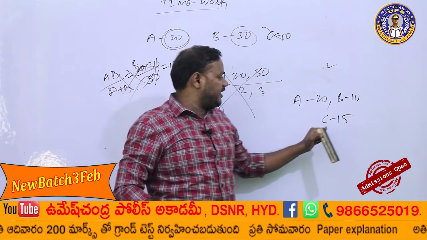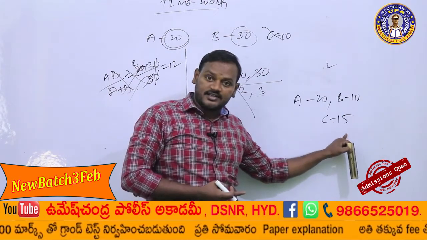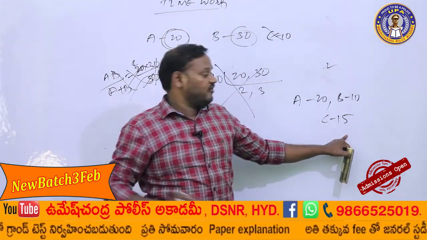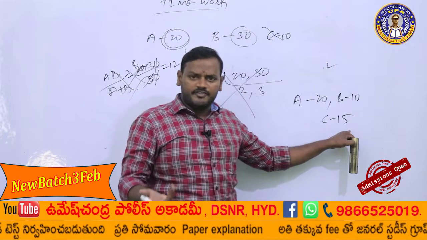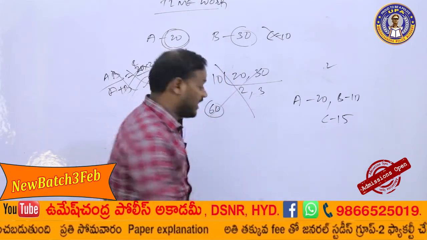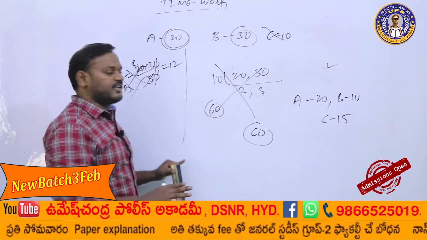20 cannot be divisible by 15, right? Of course, it can be divisible by 10, but it cannot be divisible by 15, right? So that's why, 20, make it double, 40. 40 cannot be divisible by 15. That's why, make it triple. 20 triple is 60. 60 can be divisible by all numbers, right? Yes, the target is what?